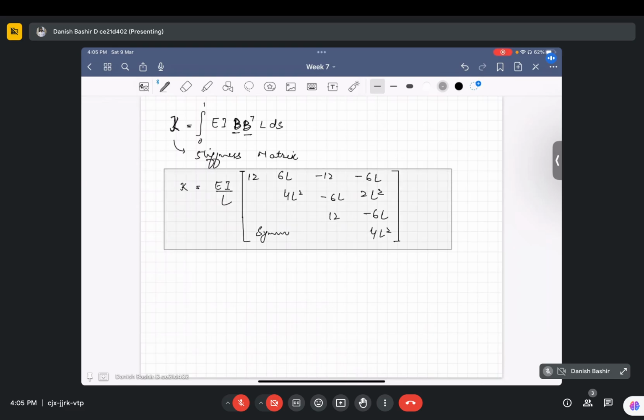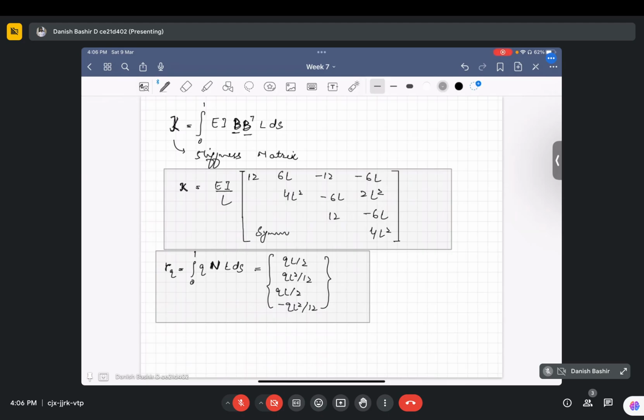If you perform the same analysis, we will get the value of other things as well. That is the nodal force vector, another quantity in our element equation. We will get RQ equal to integral 0 to 1 of Q times the shape function vector N, L ds. If you perform this integration, you will get the nodal force vector equal to QL by 2, QL square by 12, QL by 2, minus QL square by 12. So this is the nodal force vector.